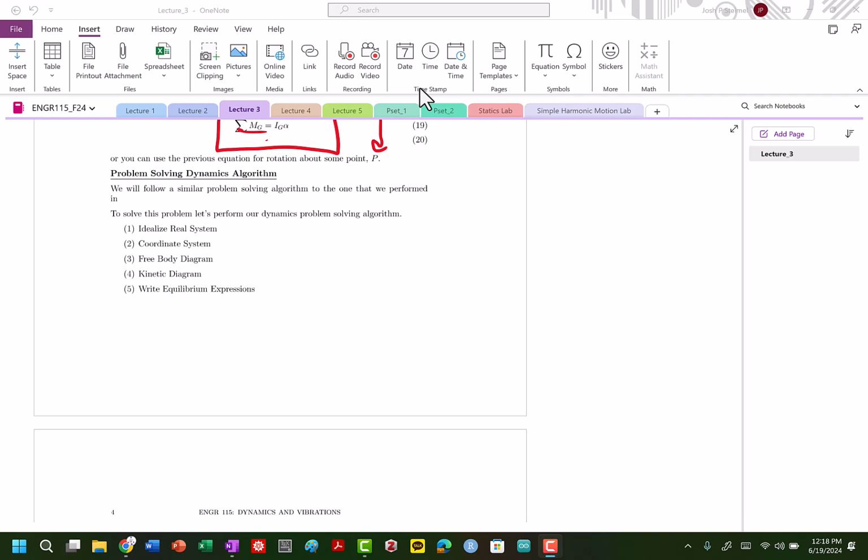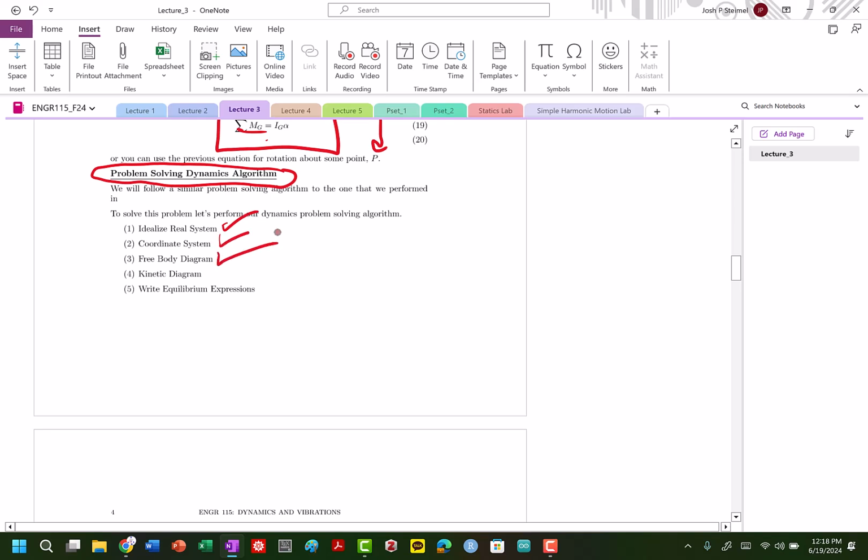So when we're solving problems in dynamics, we're going to take a very similar approach as we have done so far for statics. So we're going to make our idealizations. We're going to draw the coordinate system. We're going to free the body from the surroundings and draw our free body diagram. But because our objects are in motion, either translational or translational and rotational motion, we have to draw a kinetic diagram or kinetic body diagram.